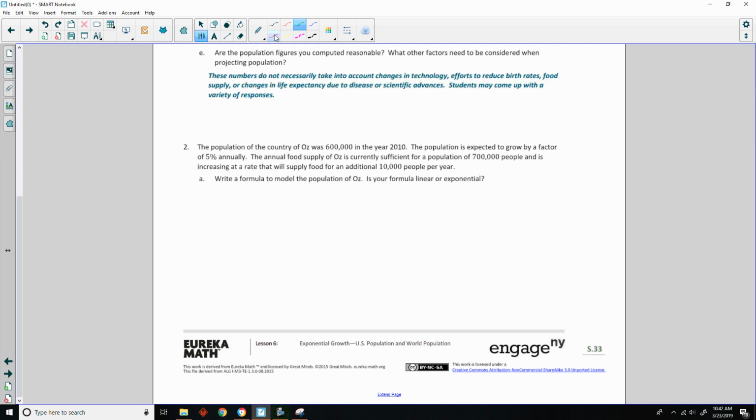So since we're talking about population, we can use the letter P with respect to time. So P of t equals. Okay, now remember we always have an A times B to the power of something. That is a formula in exponential growth. So P of t equals, so what's my A? It's my original value, 600,000.